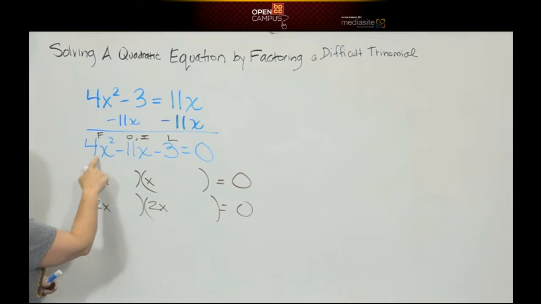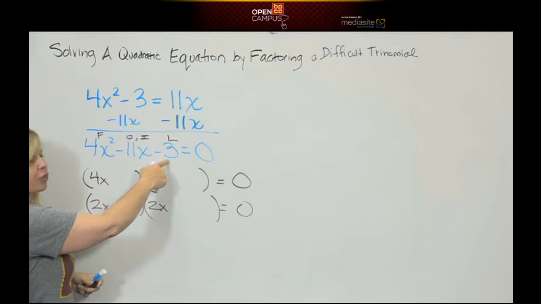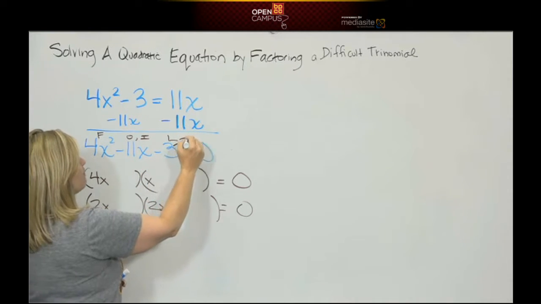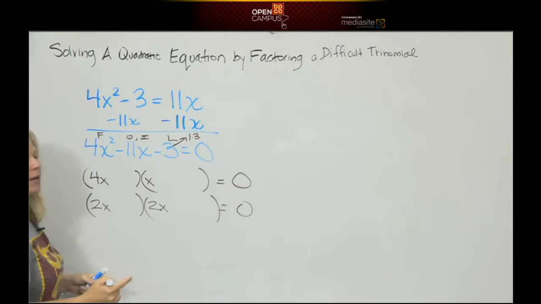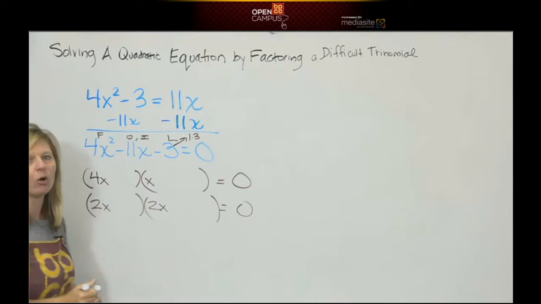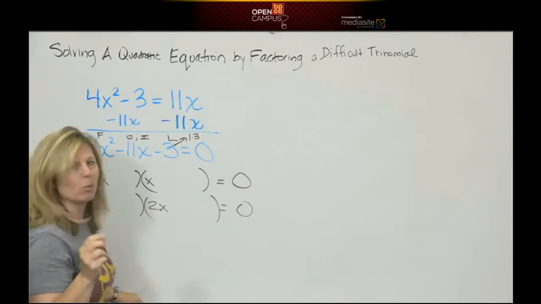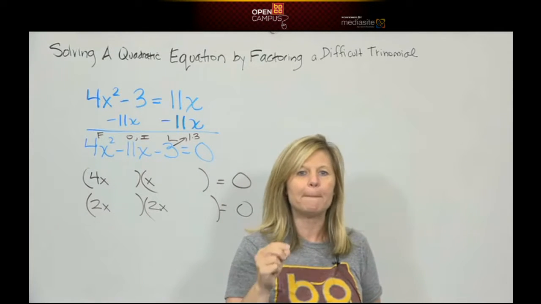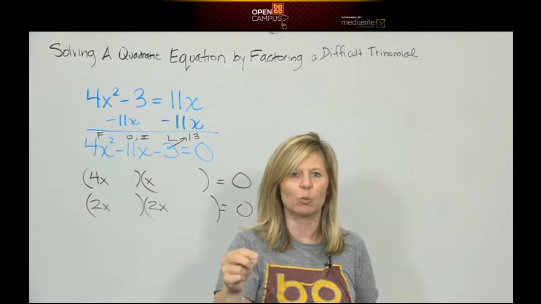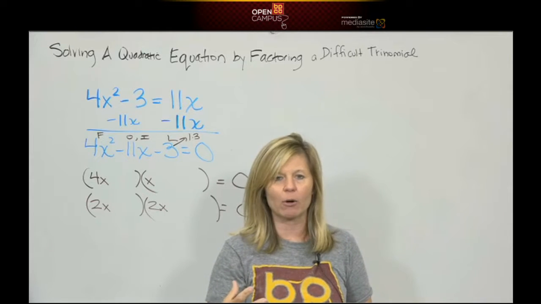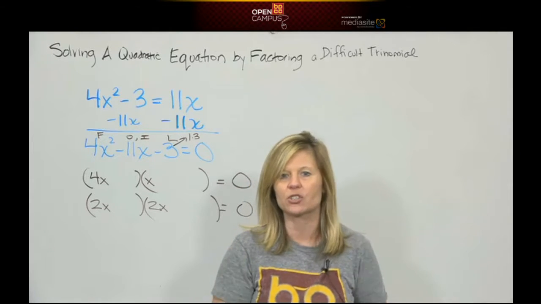After the first term, I go to the last term. Well, that's a 3. Well, that's okay because my only factors of 3 are 1 and 3. So I know when I put my numbers, I can only use a 1 and a 3. But when we factor a difficult trinomial, it matters which number's placed where. So that's why this is trial and error. It's trying to figure out where the pieces go.